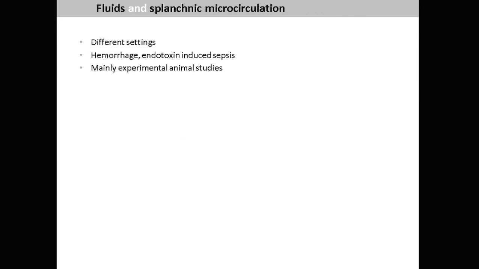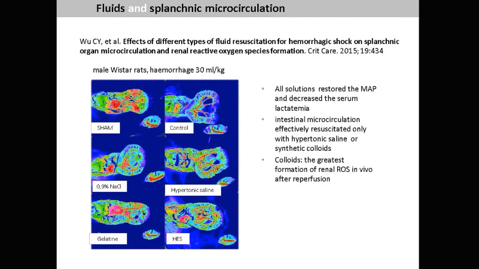What do the fluids do to splanchnic microcirculation? If we speak about microcirculation, it is very hard to have convincing evidence from the scientific literature today. There are very different settings: hemorrhage, endotoxin-induced sepsis, mainly experimental animal studies, because splanchnic microcirculation is so difficult to assess in a living patient. It can be done in animals.